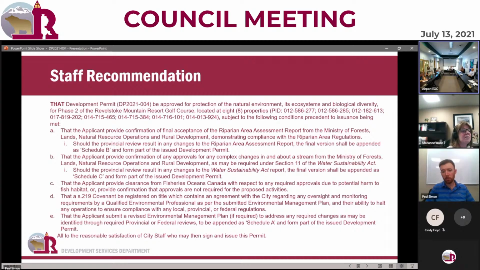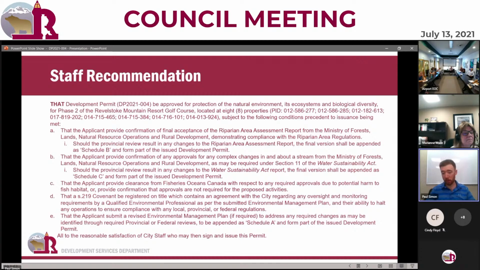Simon, from a planner's perspective, the liability on this sort of thing lies with the higher levels of government because of their riparian area, that sort of thing. To your worship, the city does have a responsibility under the Riparian Areas Protection Regulation to ensure that the proper approvals are provided by the province. And that's exactly what this permit is doing.